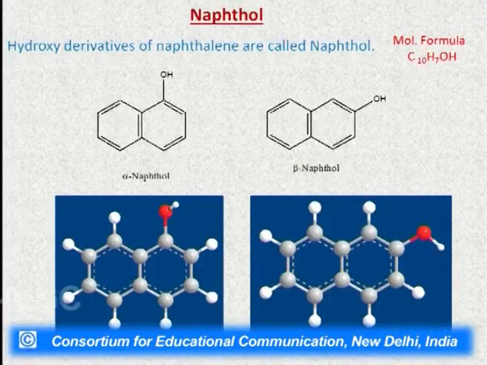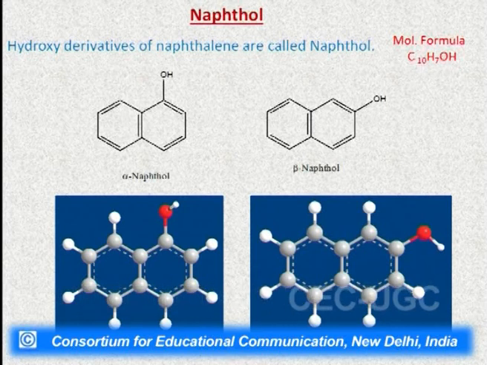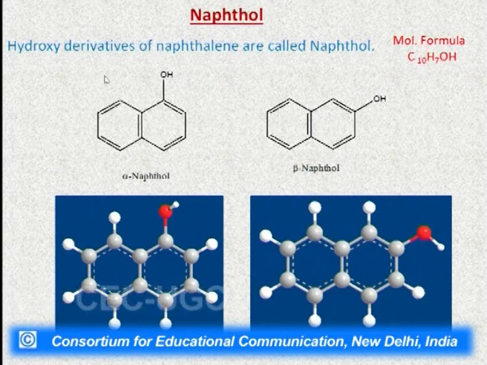Now, we will start with the naphthalene derivatives. First of all, we will study the hydroxyl derivative of naphthalene, which is called naphthol. Naphthalene has the molecular formula C10H8. So, when one of these hydrogens is replaced by the hydroxy group, we get the molecular formula C10H7OH. Now, this OH can be present at the alpha position. It is called alpha naphthol or 1-naphthol.